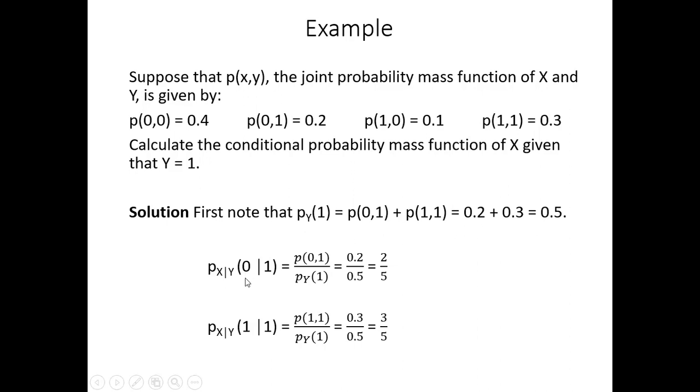Now the conditional probability of x equal to 0 given y is 1 would look like this: P of 0, 1. We grab it from the table, 0.2, over the marginal evaluated at 1, which we figured out is 0.5. This simplifies to 2/5. Similarly, we get the conditional probability of x equals 1 given y is equal to 1: P of 1, 1, which is 0.3, divided by the marginal of y evaluated at 1, which is 0.5, so I get 3/5.